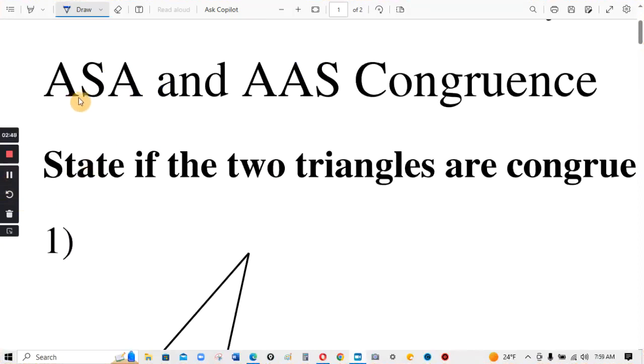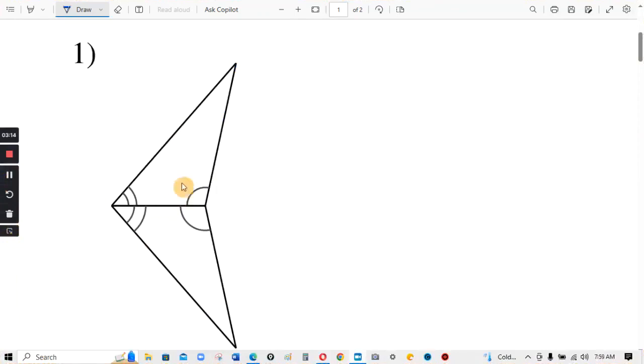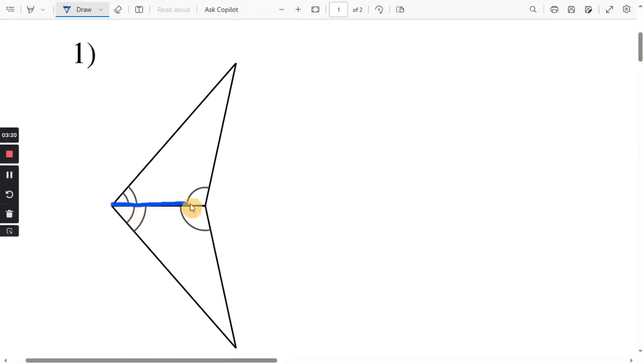All right, next up we have ASA and AAS. So the possible answers are ASA or AAS, or if you can't prove it, then you just write not congruent. Okay, so you have 3 possible answers on this worksheet. All right, problem 1, we see we have 2 triangles here that share this side right here in the middle. Okay, so I'm going to mark that side congruent to itself. I will use 1 notch because there's no other side that has 1 notch.